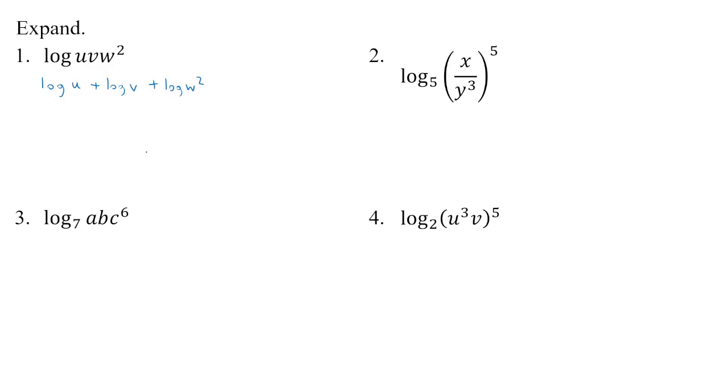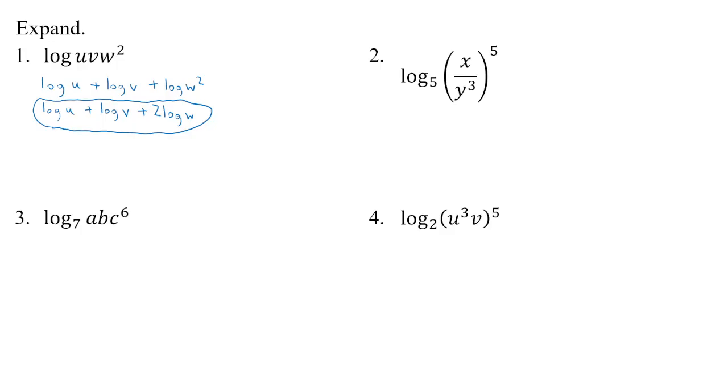Now, as you can see, we have an exponent left. So what we're going to do is rewrite log of u plus log of v. Then we're going to use the third property to change that 2 into a coefficient by putting it in front of log of w. And therefore, your solution is log of u plus log of v plus 2 log of w.